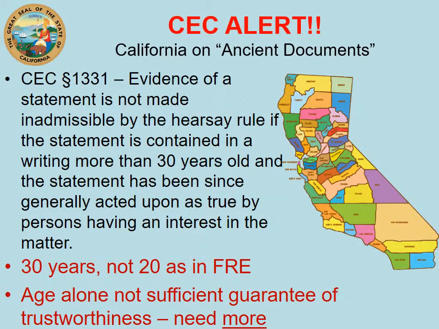We have a similar rule here in California, but we are stricter. In California, a writing has to be at least 30 years old to get in under our ancient document exception, not just 20. And then actually in California, we add an extra guarantee of trustworthiness requirement. So we say in California for a statement in an ancient document that is at least 30 years old to be admitted under this hearsay exception, there has to be evidence that people with an interest in the matter affected by the statement actually acted on the statement in the past as if it was true.